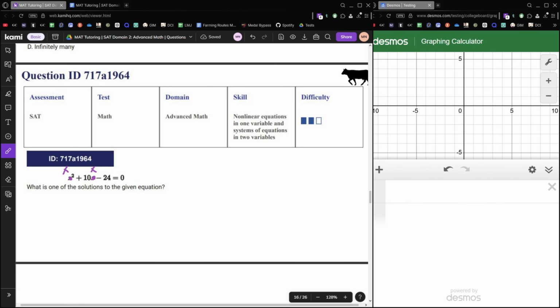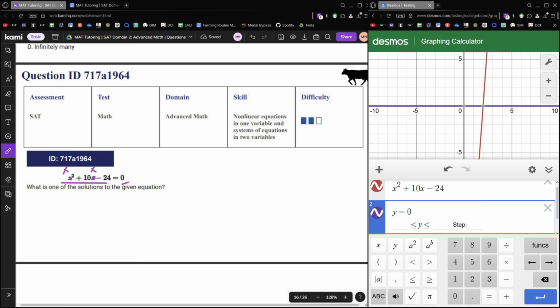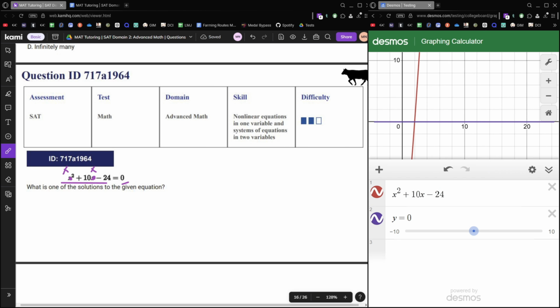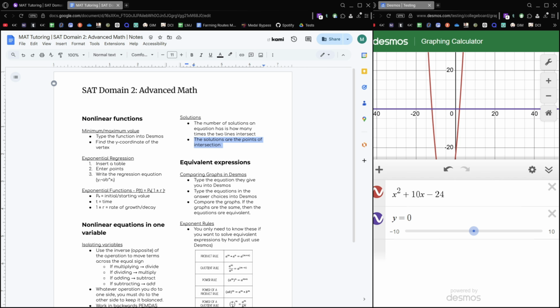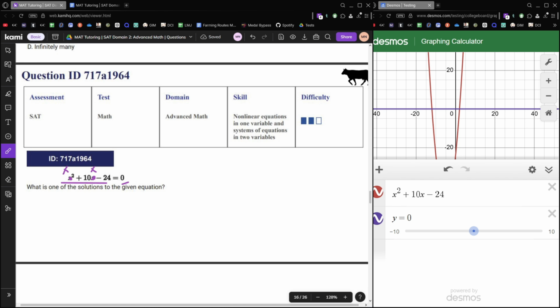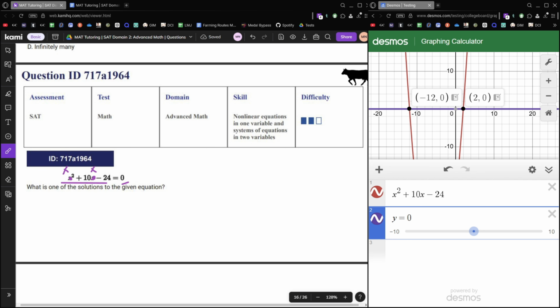And I like plugging in everything on the left into its own line and everything on the right into its own line as well. That's everything on the left side in its own line, and then y equals 0 on its separate line. Now once again, solutions are when the two lines intersect, the points of intersection, and they're going to be the x values. So here our answer could be either positive 2 or negative 12. Both of these would be valid answers.